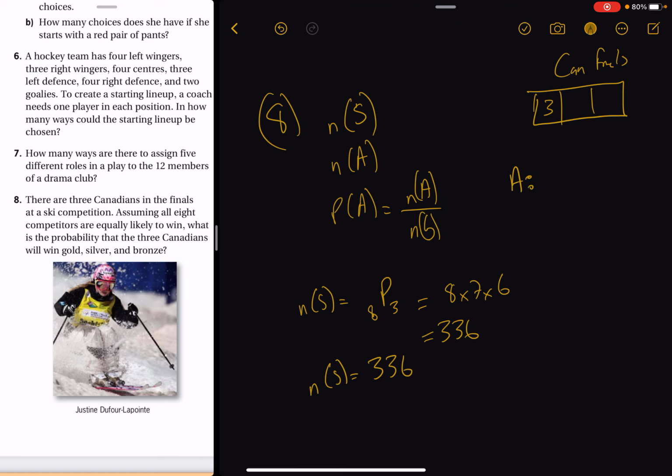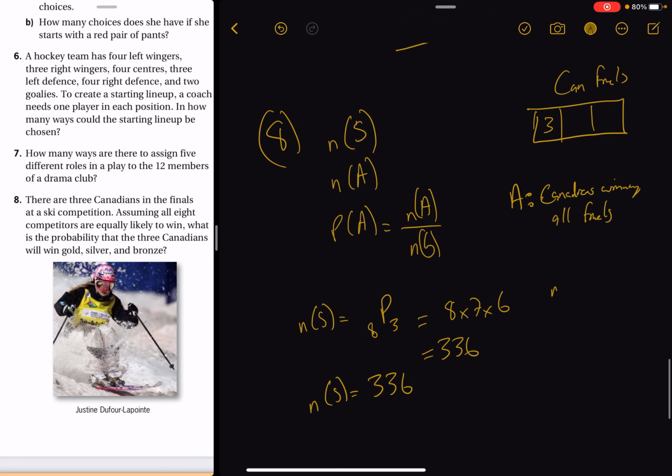What is A, by the way? We have to define A as the Canadians winning the finals. So how many ways can that happen, first, second, and third? Well, the answer is 3 factorial, right? Because if this is gold, silver, and this is bronze, you have 3 choices for gold, then 2 choices for silver.